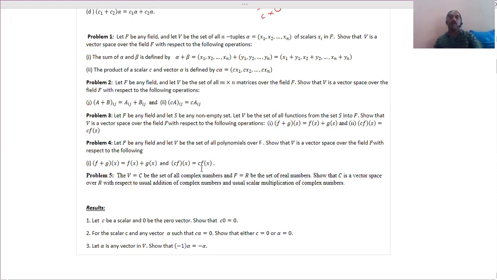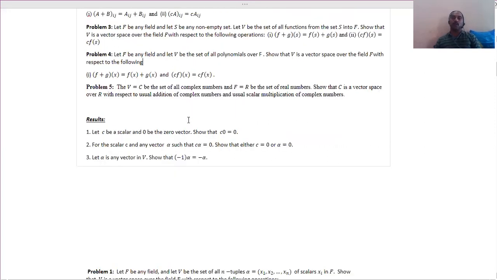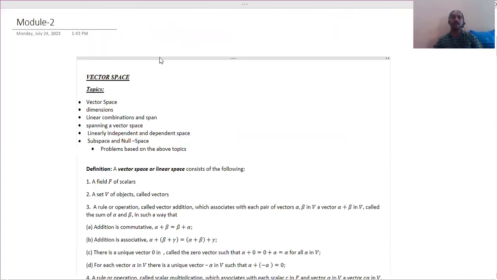Okay, over F. Last problem: C is a vector space, just like components, because a complex number has two parts, real part and imaginary part, over the real field. Real number into complex number equals a complex number, because a complex number has two parts, and each part is a real number. So you solve the other three problems in the same manner. This is the first topic of module 2. Now, at this point, I am going to stop. It's enough for this topic.